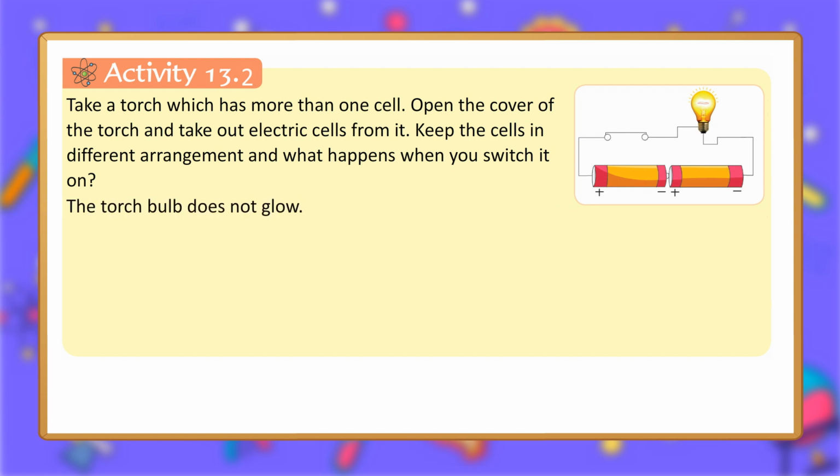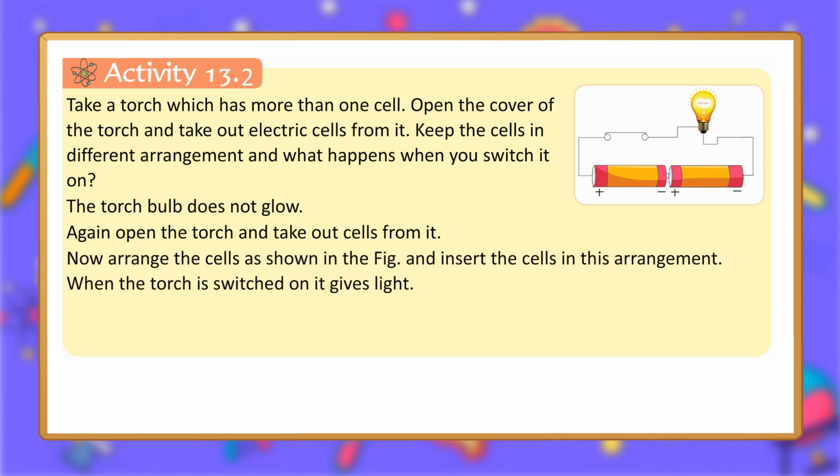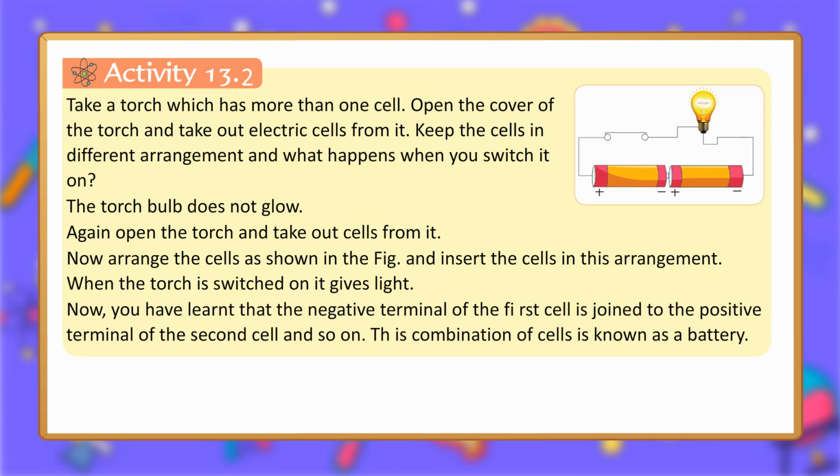The torch bulb does not glow. Again open the torch and take out cells from it. Now arrange the cells as shown in the figure and insert the cells in this arrangement. When the torch is switched on, it gives light. Now, you have learnt that the negative terminal of the first cell is joined to the positive terminal of the second cell and so on. This combination of cells is known as a battery.